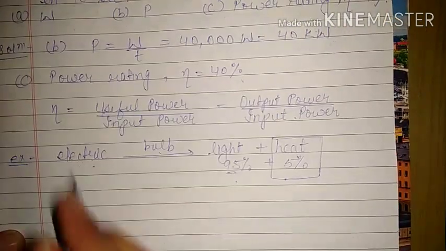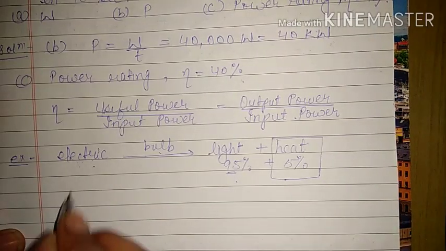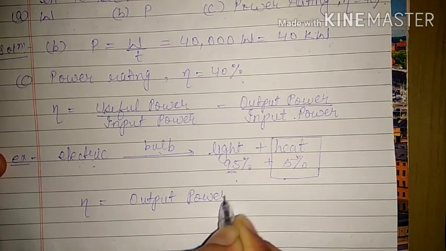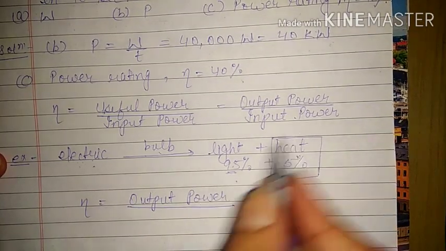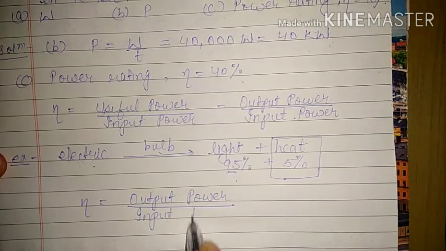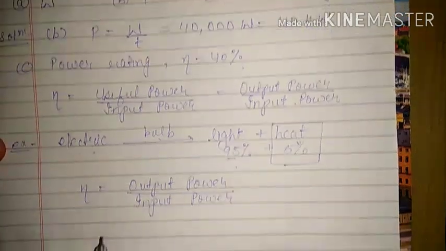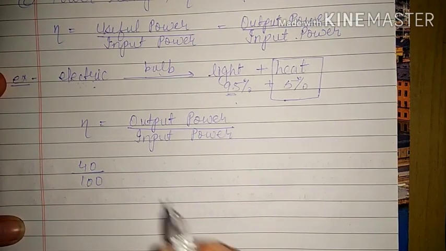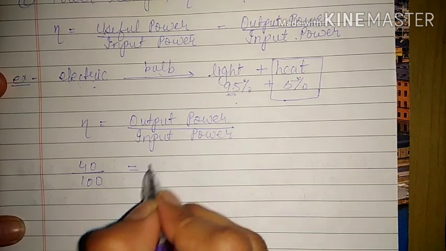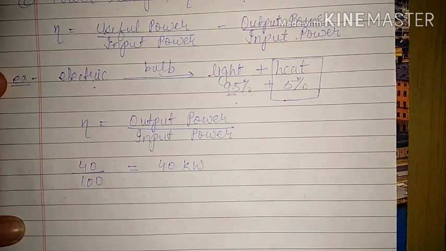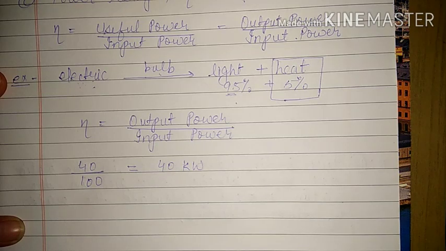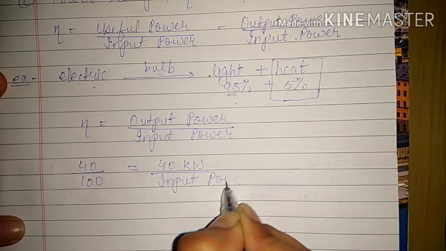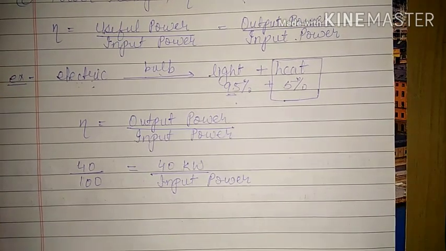Okay, so if I write this formula, efficiency is equal to output power, that means how much work you have obtained, in that how much power has been used, upon input power. So if the efficiency is 40%, can I write it as 40 upon 100, because 40% means 40 upon 100, and output power is 40 kilowatt. If you want to write it in watt, you can, otherwise kilowatt, upon input power, that we don't know. This is known as power rating, how much initially the power has been given.